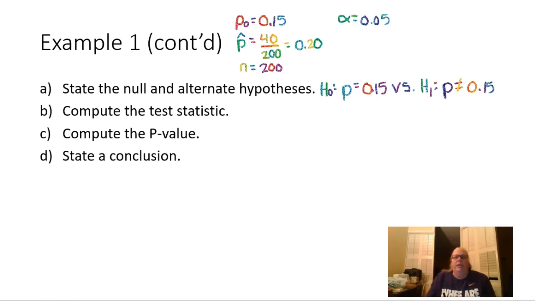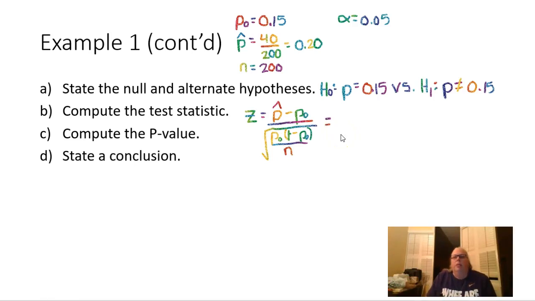Part B is asking to compute the test statistic. This is going to be a z-statistic. And our formula is p hat minus p0 divided by p0 times 1 minus p0 divided by n, and then we are supposed to square root that.